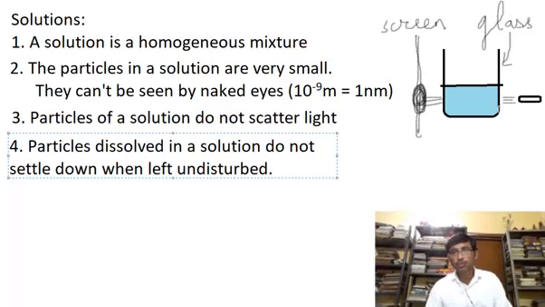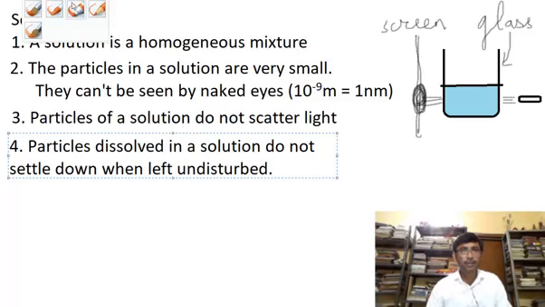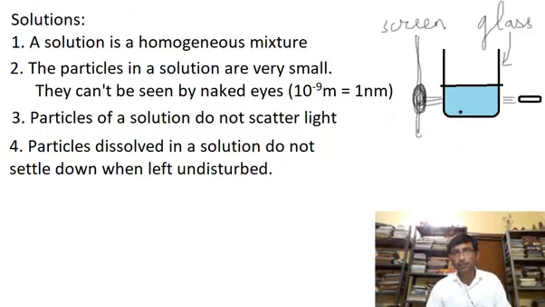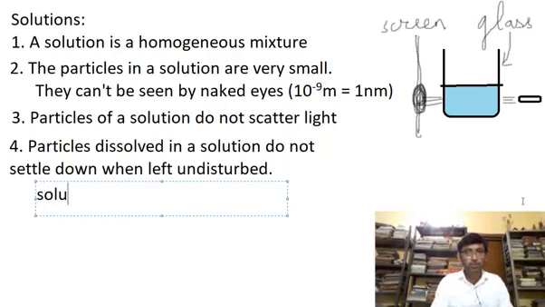for some time. So suppose this is a solution, and the particles in the solution, say suppose we have sugar dissolved in this water, and this is a solution of sugar and water, and if we leave it for some time, we will not see any particles of sugar settling down at the bottom. Why doesn't it happen? Because this solution is a stable mixture, and so particles do not settle down when left undisturbed. So a solution is a stable mixture.